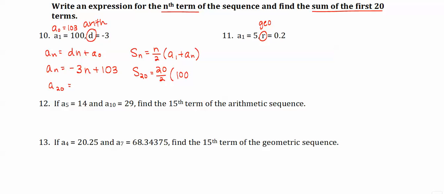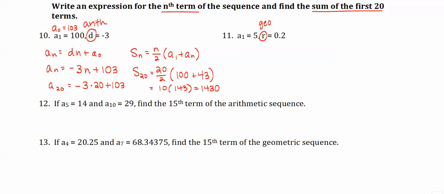And since we have our nth term formula, we can just plug 20 into that. So -3 times 20 plus 103 would be -60 plus 103, which is 43. So 43 is my 20th term. So the sum of 20 terms is now 10 times 143, which is 1,430. Okay, now we move on to geometric.